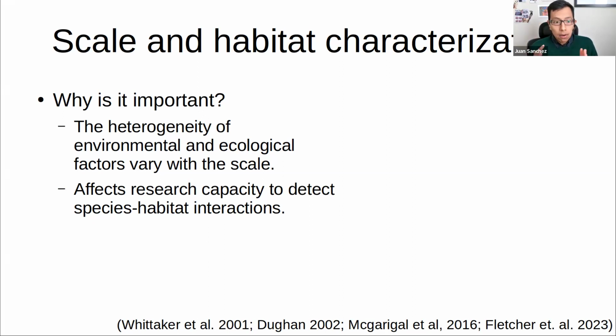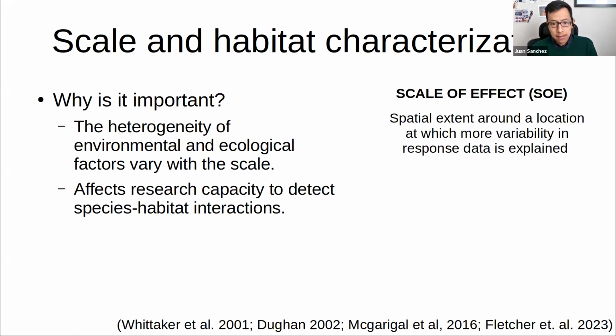So if you don't use a proper scale to measure that environmental factor, that will affect your capacity to detect the species interaction with that factor relevant for the species habitat. So this led us to assume that there is a potential scale of effect.